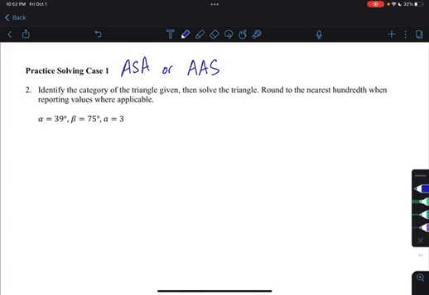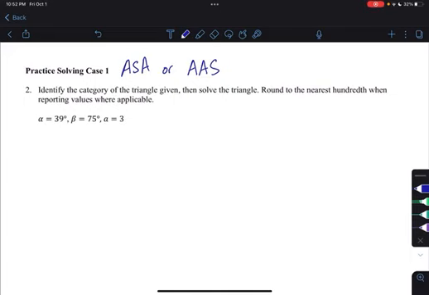Now, ASA triangles, we found, are when the given information includes 2 angles and their included side. For an AAS triangle, it's still 2 angles, but now the side is not the one that's included between them, but one of the corresponding or opposite sides to one of these angles.